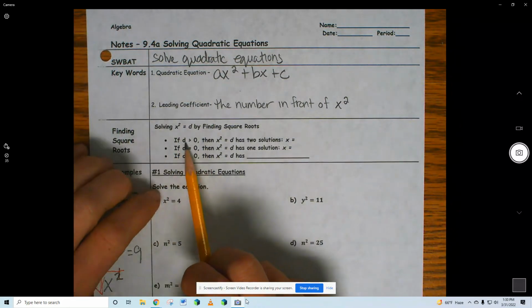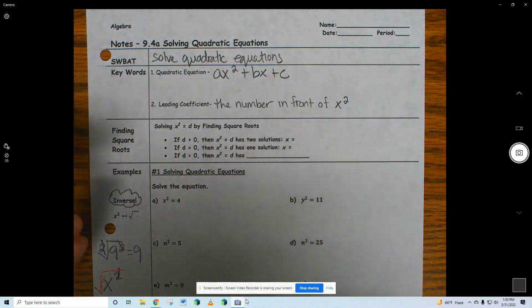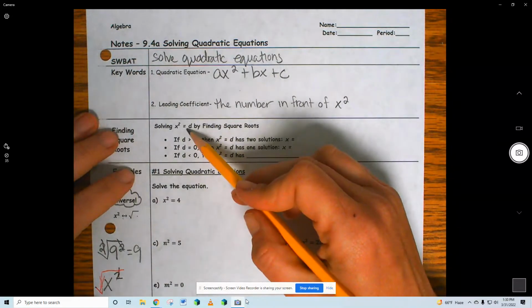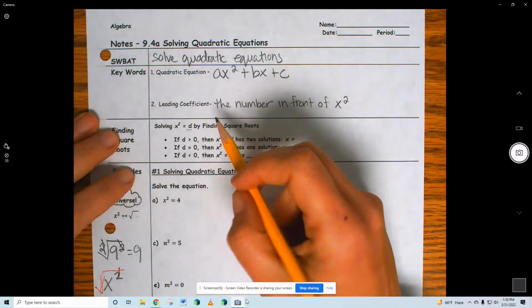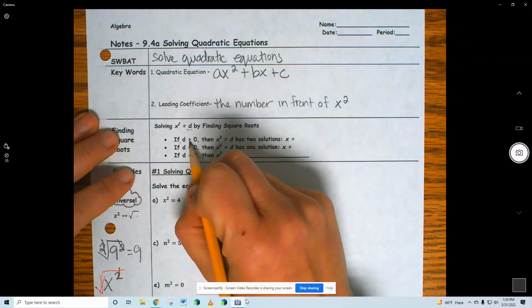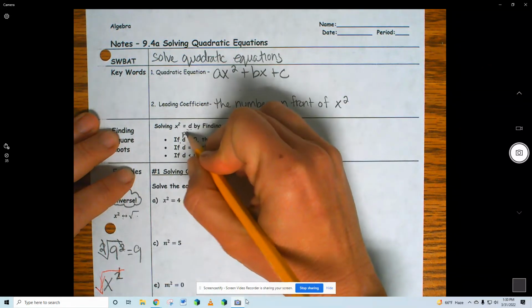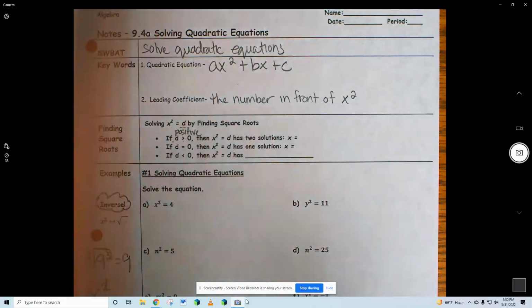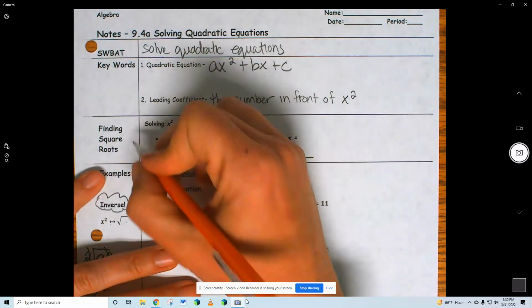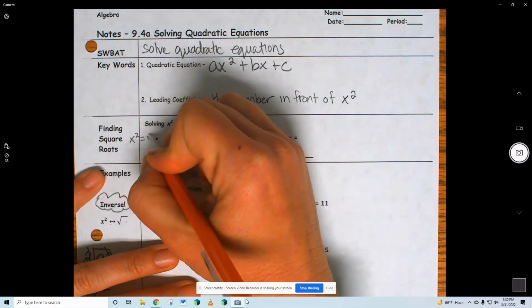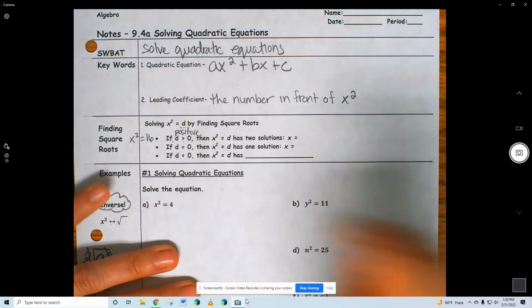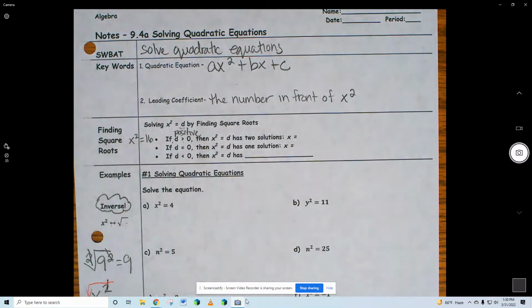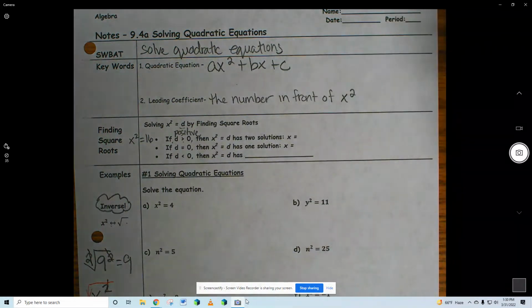I'm going to call that number after the equal sign d, and it's just a random variable. So if d is greater than 0, positive. Greater than 0 means positive. That would be like x squared equals 16. Then I'm going to have two solutions. And you're like, why two?